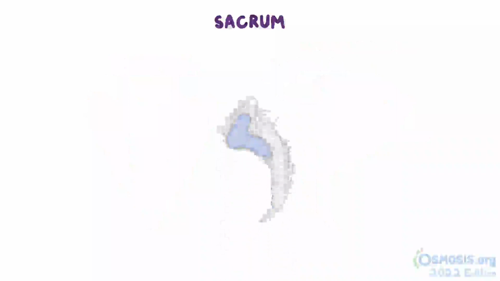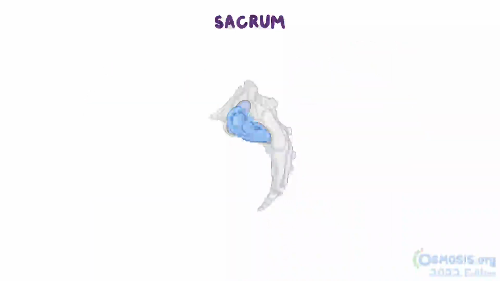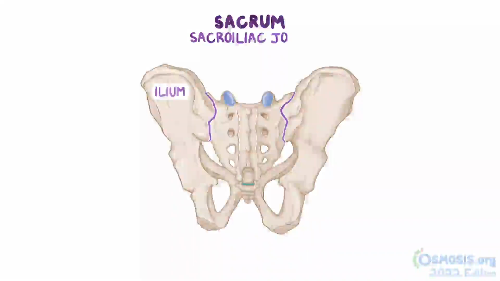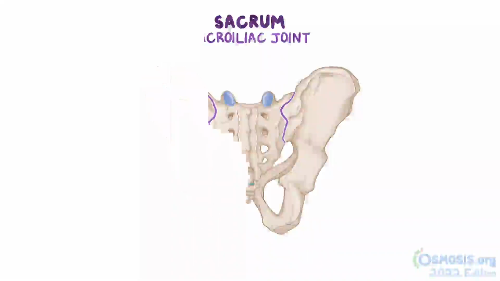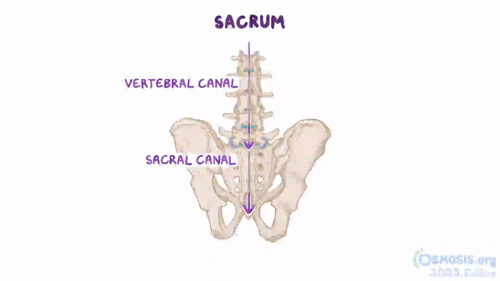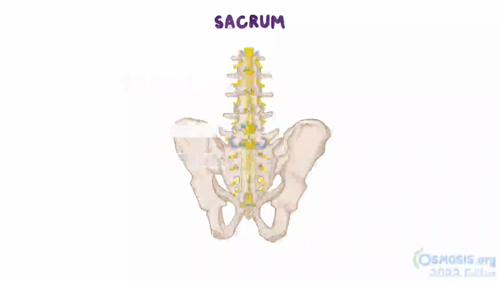The lateral surfaces of the superior half of the sacrum look a bit like ears and are aptly called the auricular surfaces. These auricular surfaces articulate with the ilium to form the sacroiliac joint. In the center of the sacrum, there's the sacral canal, which is the continuation of the vertebral canal. The sacral canal contains the spinal nerve roots that make up the cauda equina, the bundle of nerves protruding from the bottom of the spinal cord.